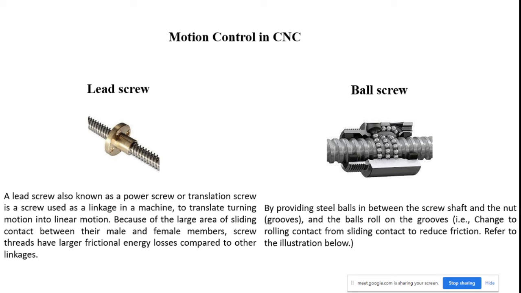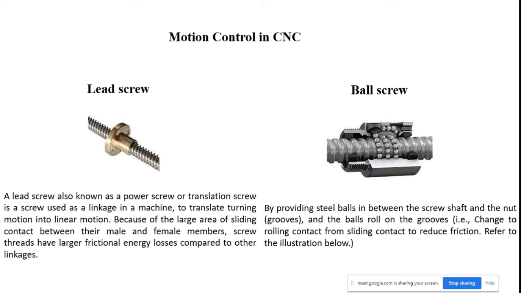CNC machine motion is controlled with the aid of two mechanisms. One is the lead screw, another one is the ball screw. Why do we use a ball screw rather than a lead screw in CNC machines? Let's see. First you are aware of the lead screw, which is generally used in conventional machines, but ball screws are used in CNC machines. Why do we go for ball screws in CNC machines? First you should know what a lead screw is, and after that what is meant by a ball screw.